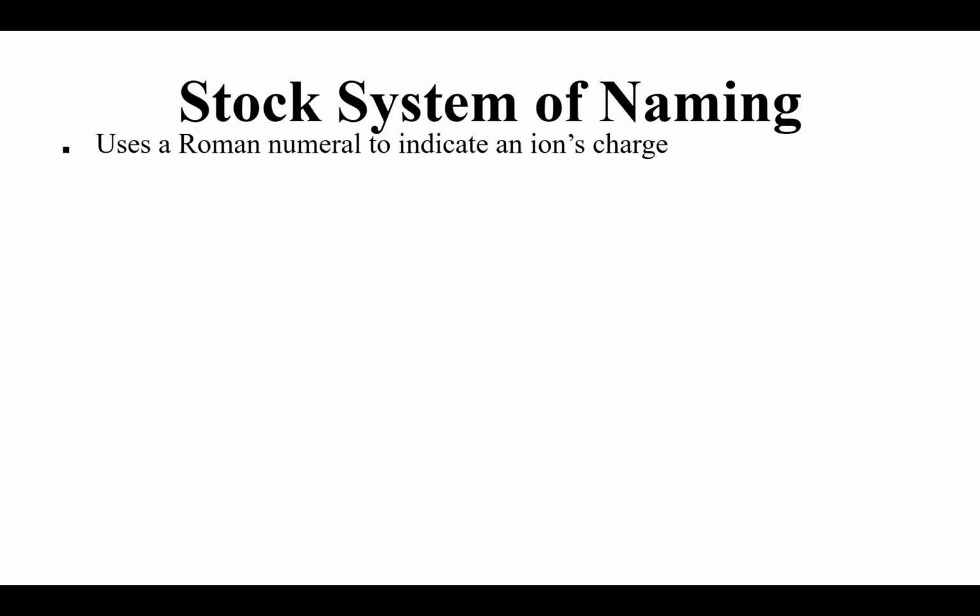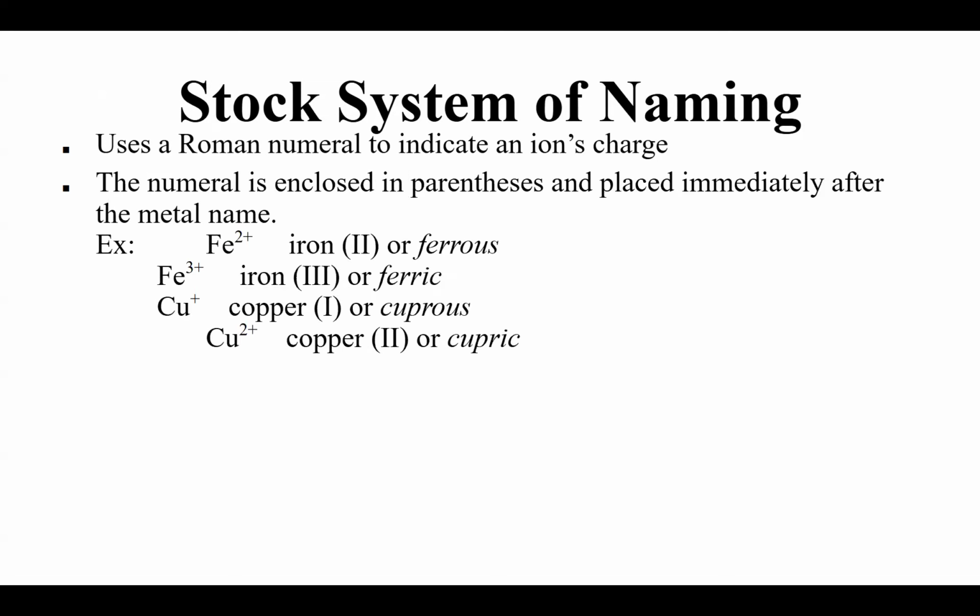So to name transition elements that are not zinc or silver, we use Roman numerals to indicate the ion's charge. Now the numeral is enclosed in parentheses and placed immediately after the metal name. This is called the Stock system. So Fe2+ is iron(II), or if you want to use the Latin name, ferrous. Most people write it using the Stock system with the Roman numerals because that's more automatic.